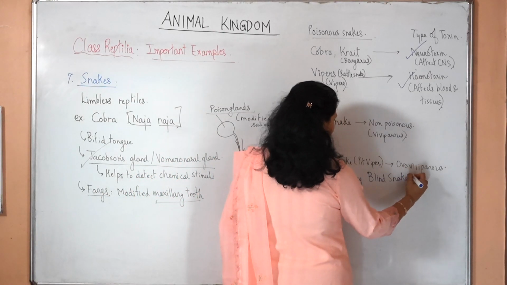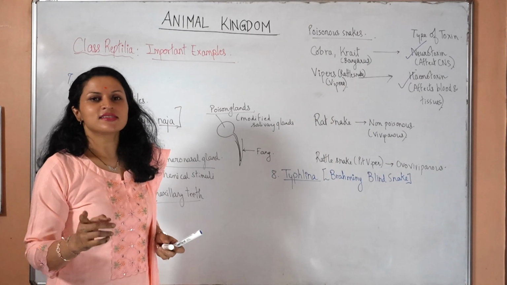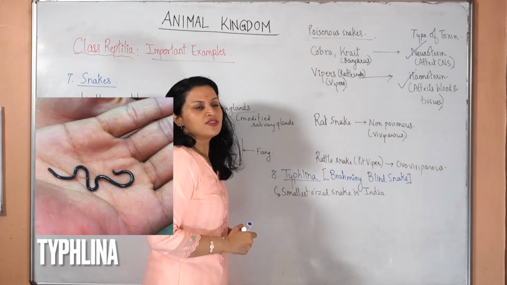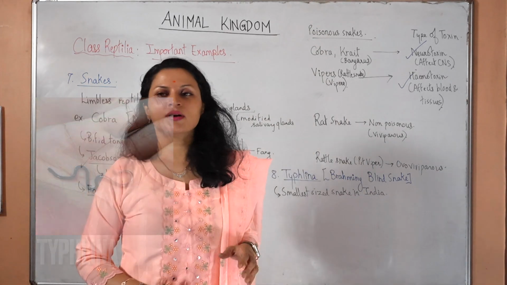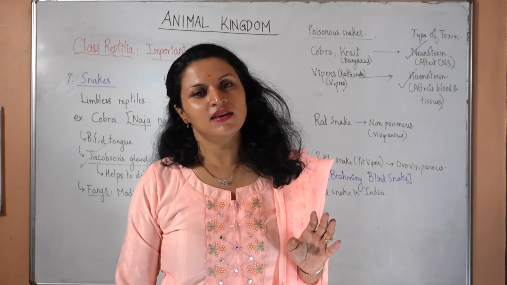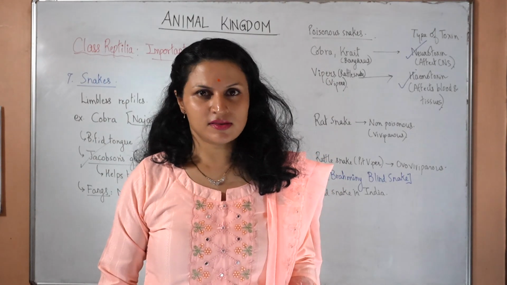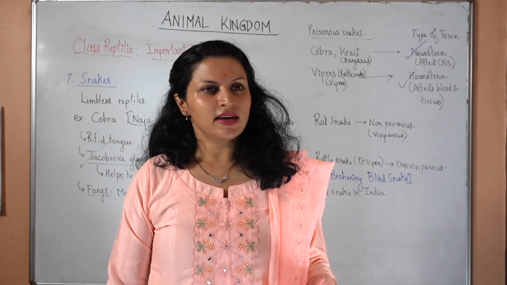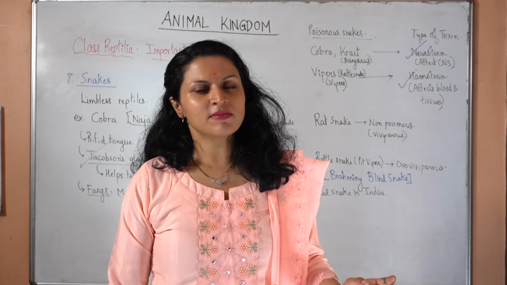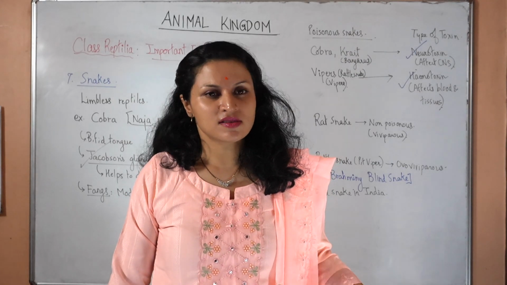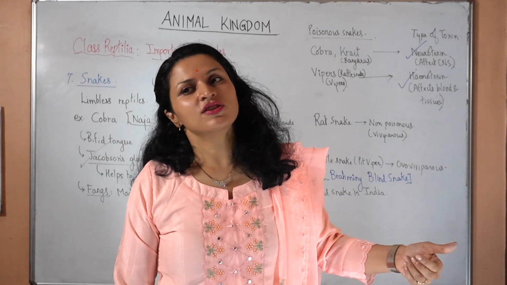Last example we will do is Typhlina, Brahminy blind snake. This snake is very interesting. Smallest sized snake in India. But that's not the interesting thing about it. The interesting thing about this snake is that there are only females in the snake population. Only females. How has this come about? So the female lays the eggs, and the eggs, without being fertilized by a male, grows into another female. There is parthenogenesis of this egg into formation of a new organism.